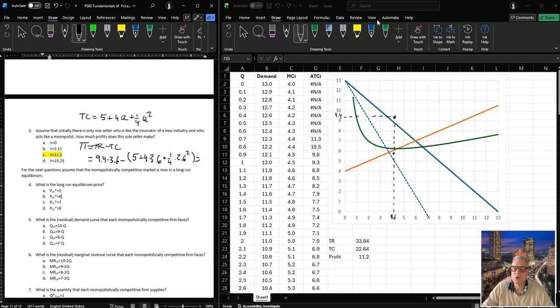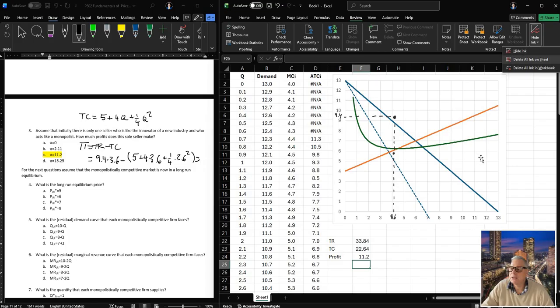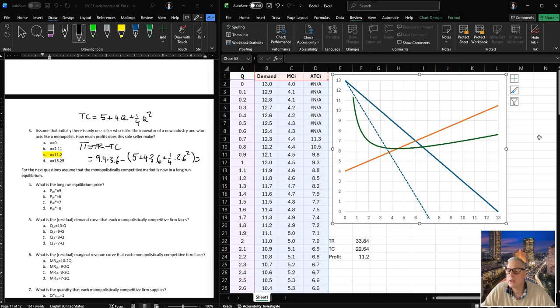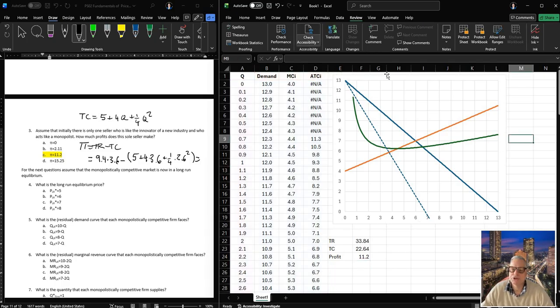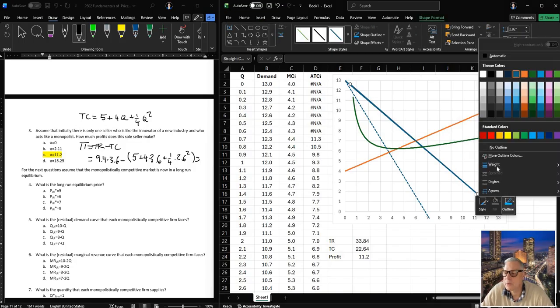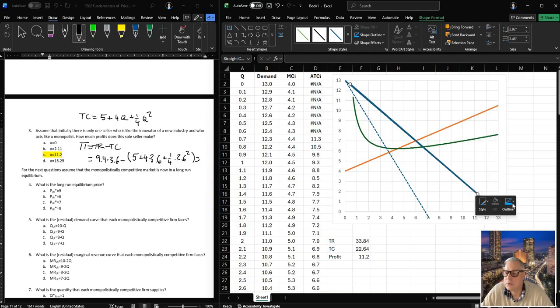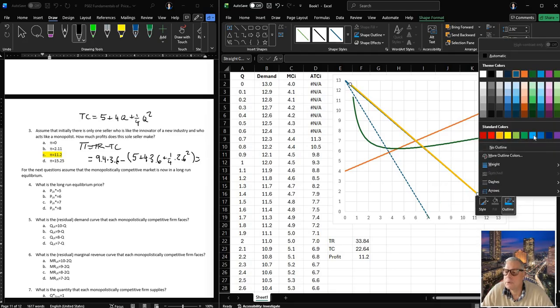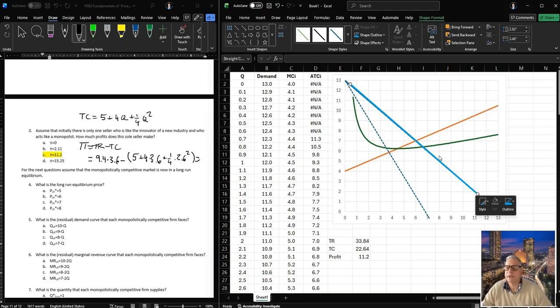Okay, so for the long-run equilibrium, remember that the market is being split up. So what I do is I'll just take another demand function and overlap that with the existing one. I'll make it maybe.